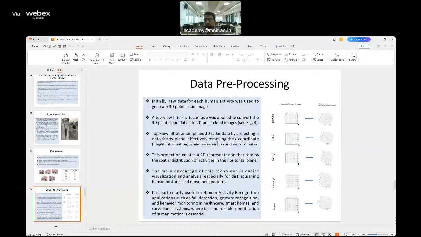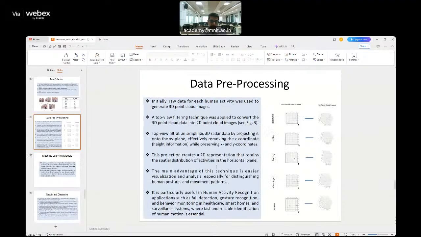Top view filtration simplifies 3D radar data by projecting it onto the XY plane. It creates a 2D representation that retains the spatial distribution of activities in the horizontal plane. The advantage is visualization and analysis, spatially distinguishing movement postures and movement patterns. It is useful in human activity recognition, such as fall detection, gesture recognition, and behavior monitoring, in healthcare, smart homes and surveillance systems where fast and reliable identification of human motion is essential. That is the pre-processing part that we go through for these activities.